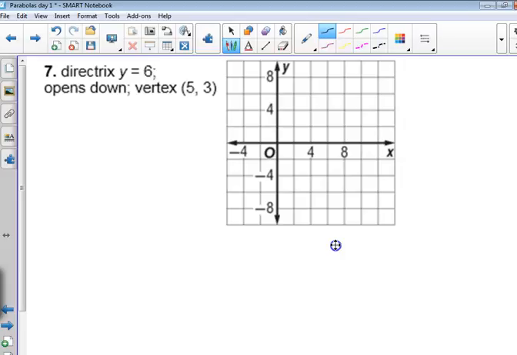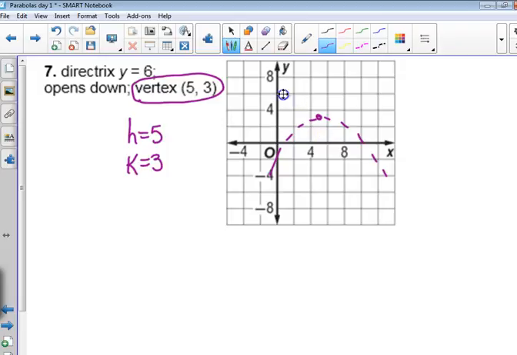Let's try 7. Vertex of (5, 3). So what do I know right away? h is 5, k is 3. It always helps me to sketch, so I'm going to go ahead and sketch. (5, 3) would be somewhere over here. It says it opens down, right? Okay. Which I maybe could have figured out anyway, because if I knew that y equals 6 is the directrix, would that have told me it had to be opening away from that, right?